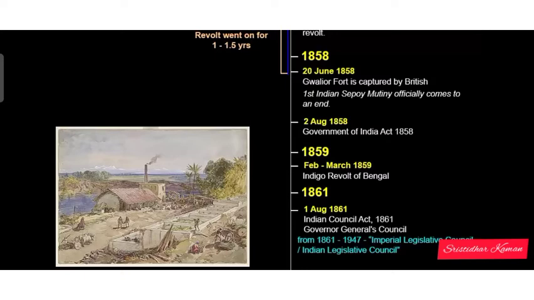Now this incident again points out the mindset of the British. After 1857, they totally restructured their idea of ruling. And by the way, this Indigo Revolt later became a foundation of Gandhiji's non-violent satyagraha.